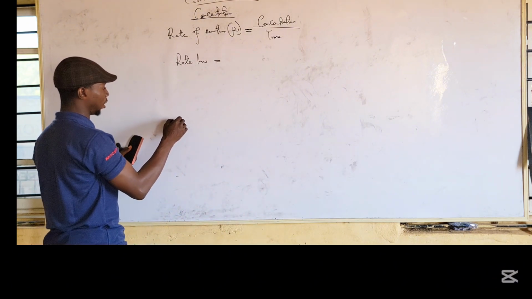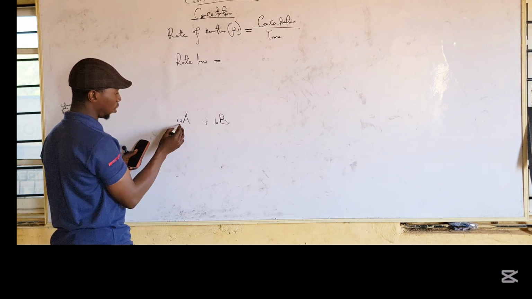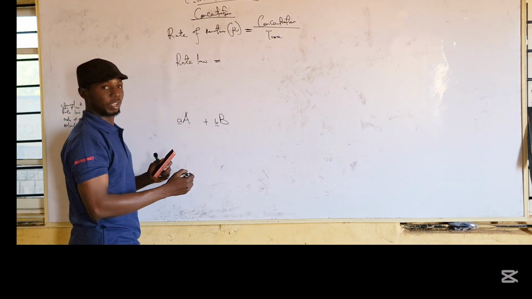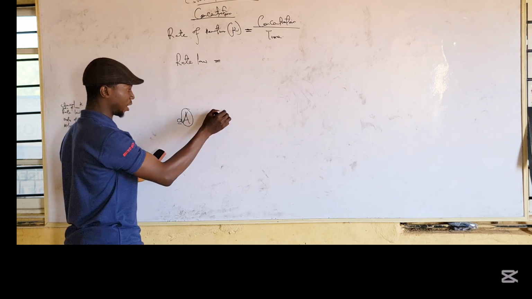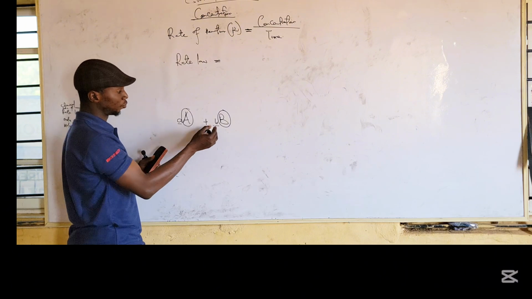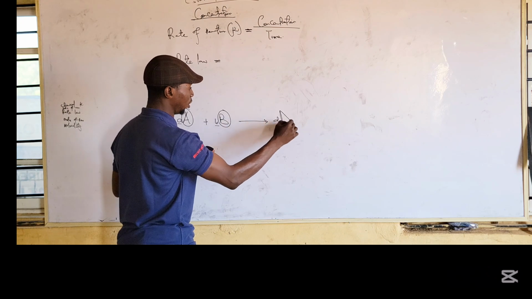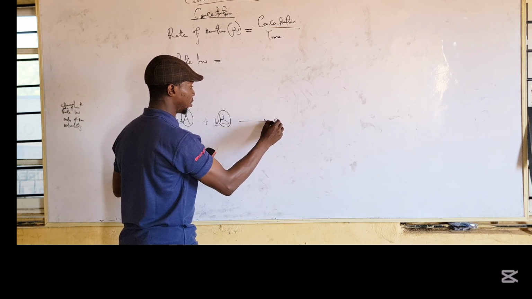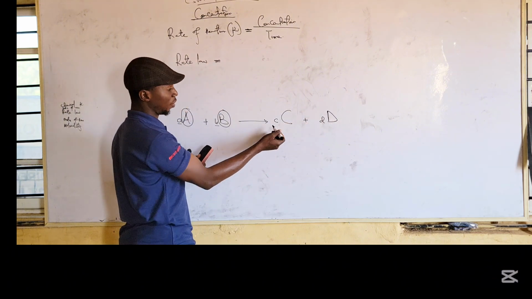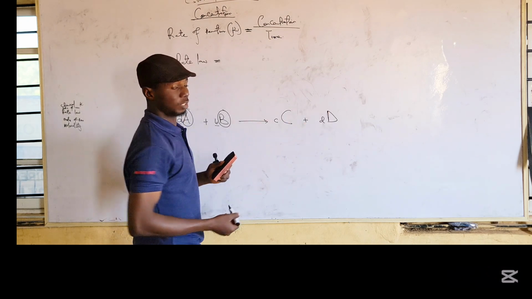If you have reaction aA plus bB, where a is a coefficient and b is also a coefficient. Capital A is a reactant, capital B is a reactant. Small letter a is the coefficient of reactant A. Small letter b is the coefficient of reactant B. To give products cC plus dD. c is the coefficient of product C, while small letter d is the coefficient of product D in capital letter as well.